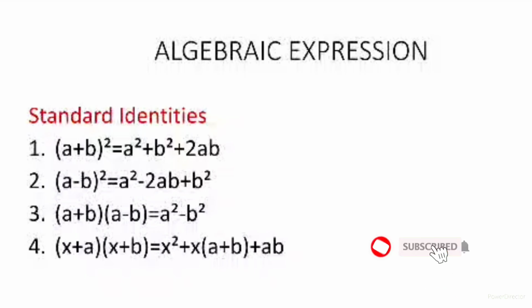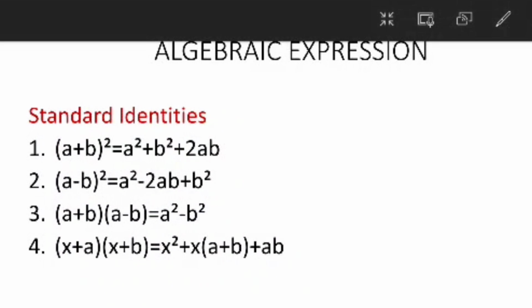Hello everyone. Today we are going to see some standard identities we are using in algebraic expressions. Okay? So, what is an identity? See, an equation is true for a particular value, but an identity is true for all values of the variable. Okay? That is called an identity. There are some basic identities we are going to see in this video. They are three basic identities.